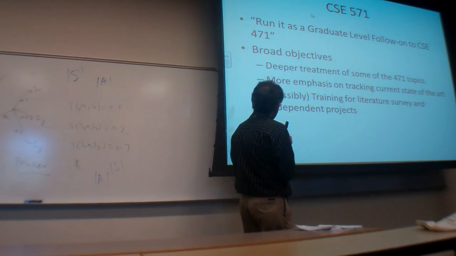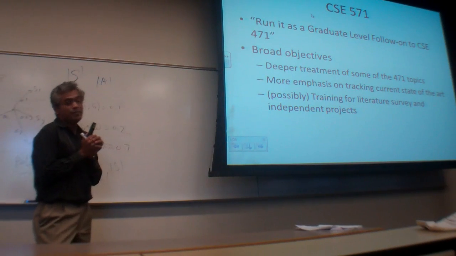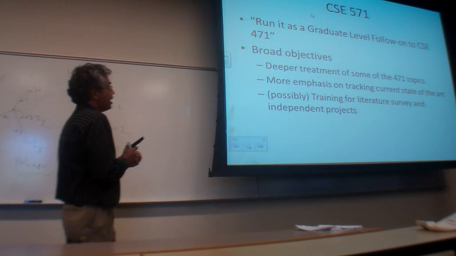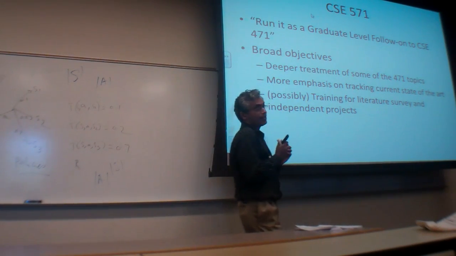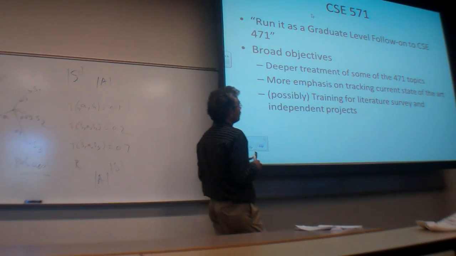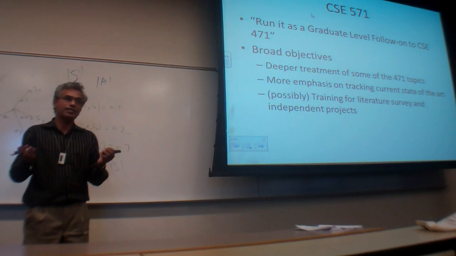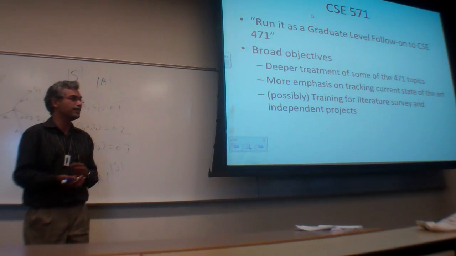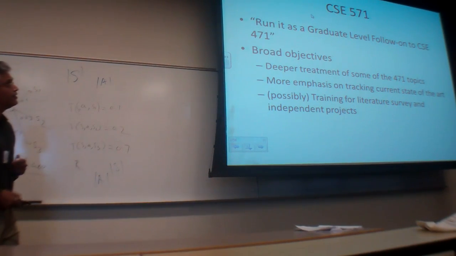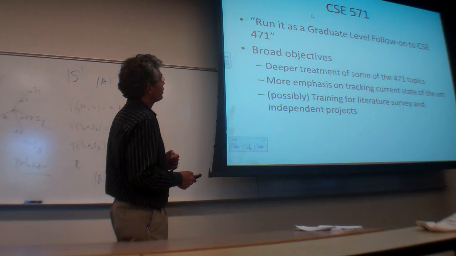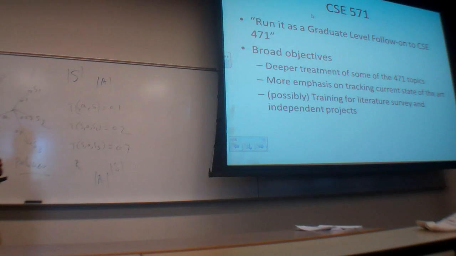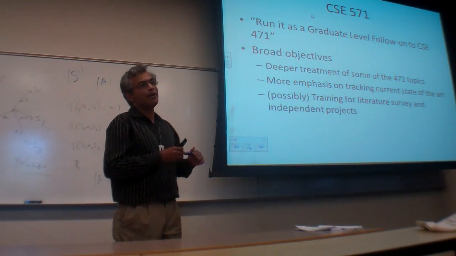So the broad objectives of this course are deeper treatment of some of the cse571 topics. cse571 is the Intro to AI that's done here. More emphasis on tracking current state of art in AI, and possibly, depending on how things go, training for literature survey and independent projects. Because that depends to some extent on what sorts of students are taking this course. Okay, we'll get to that in a minute. Okay, so that's approximately what 571 is. The tricky part, of course, about 571 is that it's run differently by different professors.